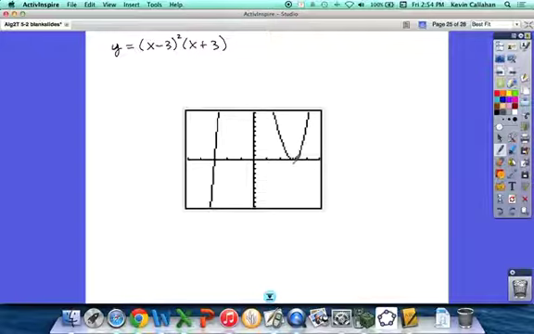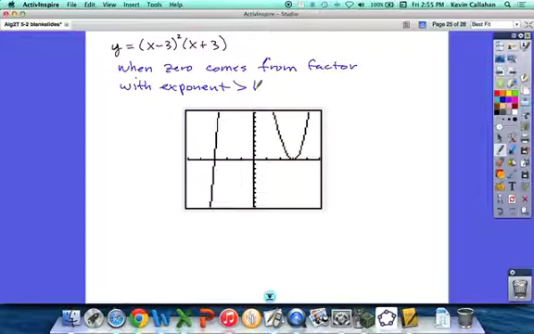Okay. When a factor is being raised to a power higher than 1, then that exponent is the multiplicity of the factor or the 0, right? So when a 0 comes from a factor with an exponent greater than 1, it's called multiplicity.